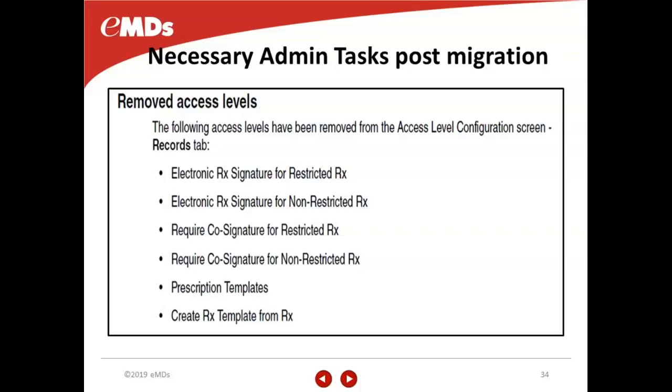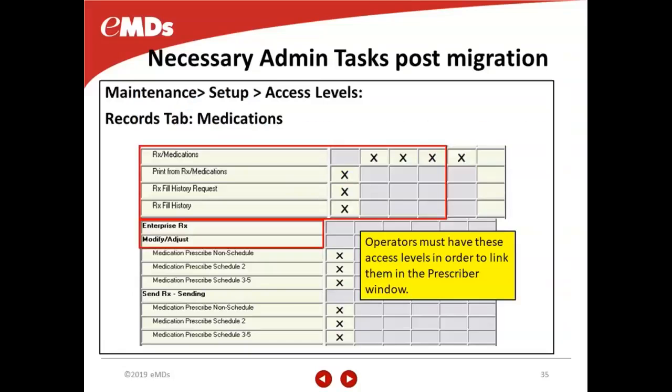So what you see here are some removed access levels. You can see that the electronic RX signature and that little section that was in the access levels are now gone. What does come back in is our RX medications, in the maintenance setup under the Records tab. This information at the very top is already there. Depending on how that was set up, this is what dictates, as well as the Enterprise setting below, whether that operator can be seen inside of the operator and prescribing agent window.